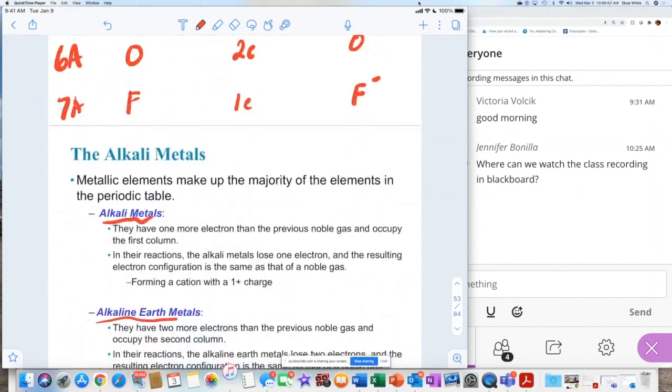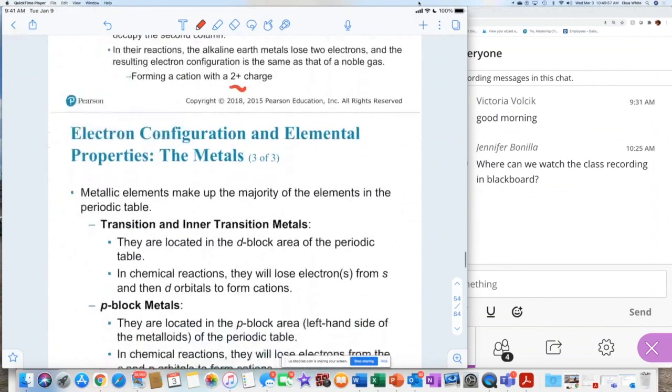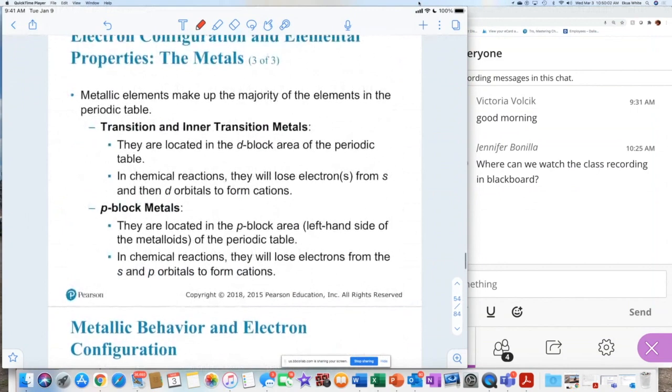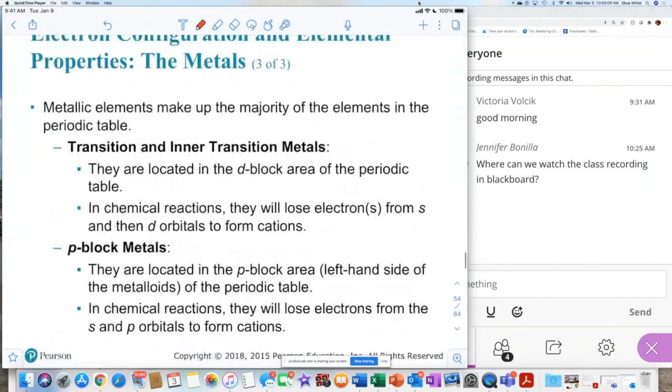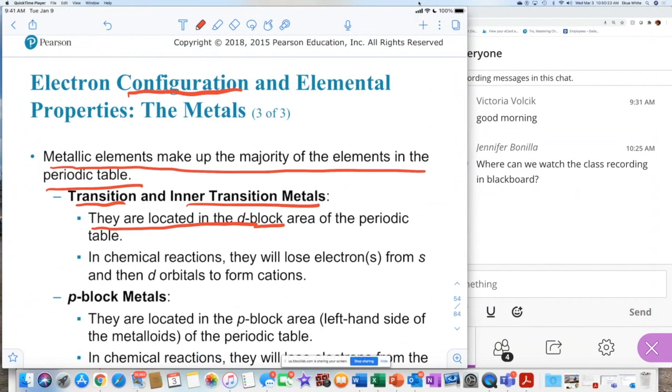Make sure you know alkali metals, alkaline earth metals. I won't go over that in detail because you can just read over that. I've discussed the charges here. What I want to talk about is the configuration of the D block elements because these are complicated, okay? Metal elements make up the majority of the elements in the periodic table. They are located in the D block area, the transition and intertransition metals. They're in the D block for transition. Intertransition is F. Transition is D of the periodic table.